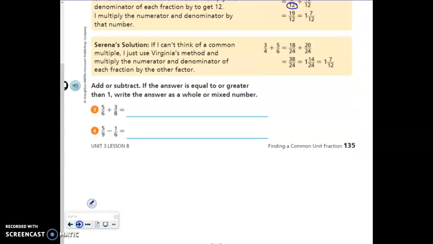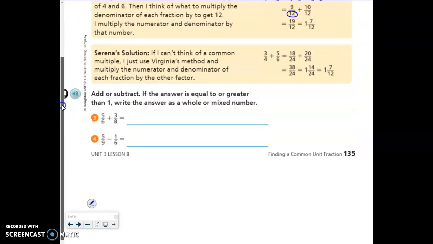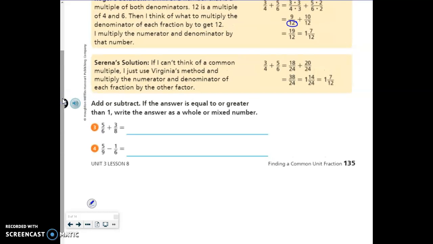All right, so it's just a matter of, do I want to simplify first, so to speak? Do I want to find that lowest common multiple, or do I want to just multiply the two denominators like I've been doing and then simplify when I'm done? Either way is perfectly acceptable. All right, so let's take a look at these two questions here. Again, it says if the answer is equal to or greater than 1, they do want us to answer as a mixed number or a whole number. Okay, 6 and 8. I personally like to get my work done early.